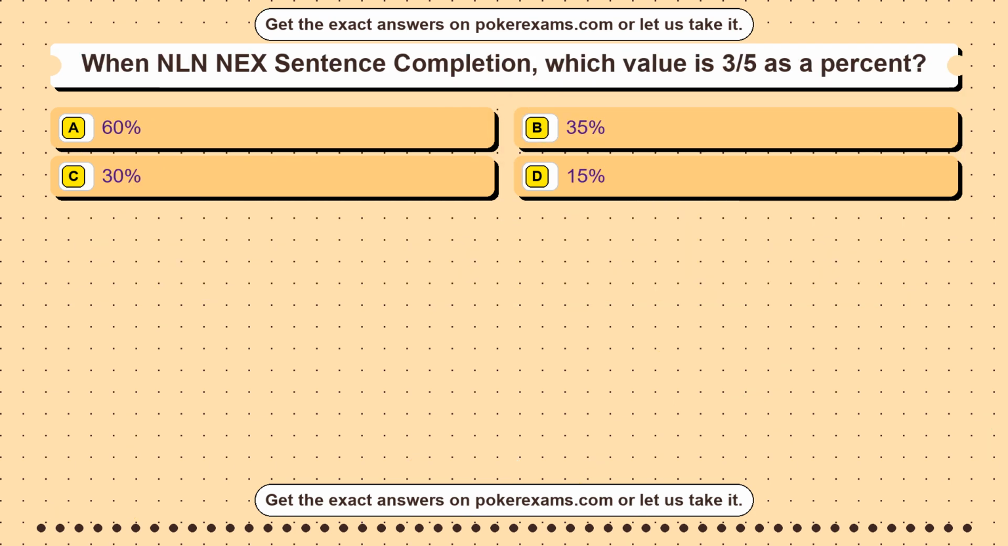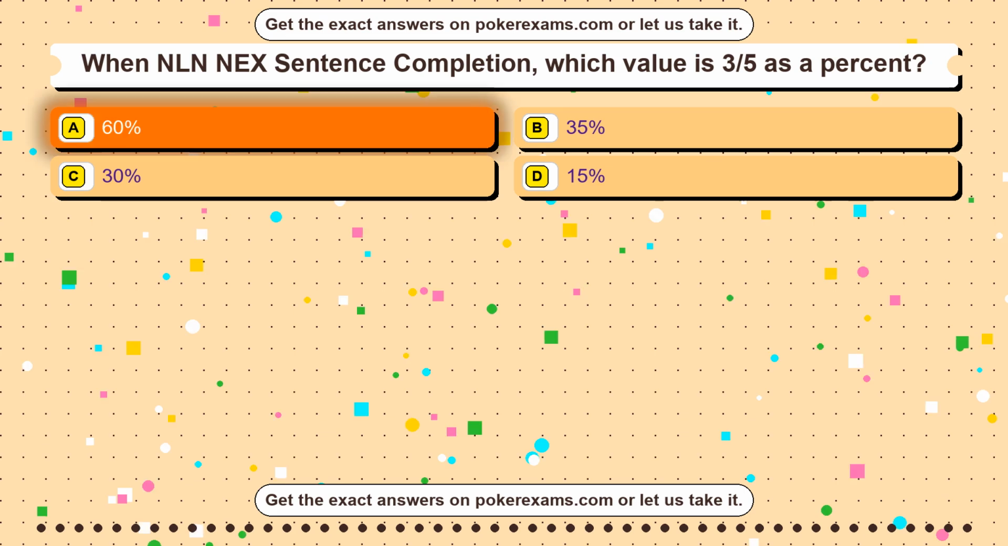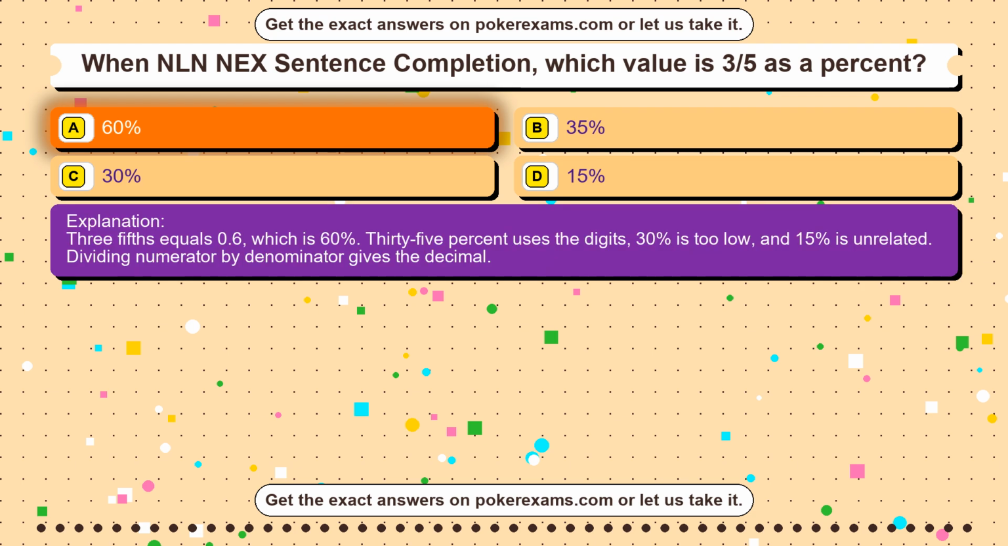Question 29. Which word best replaces "very big"? Option A, enormous. Option B, tiny. Option C, weak. Option D, brief. The correct answer is option A. Enormous means very big. Tiny is the opposite, weak refers to strength, and brief refers to length or time. Strong vocabulary improves RLA precision.